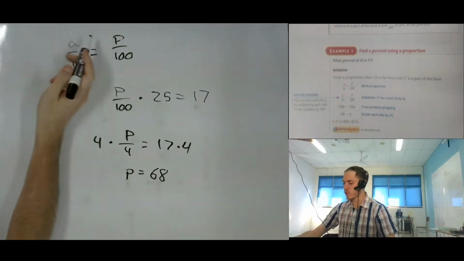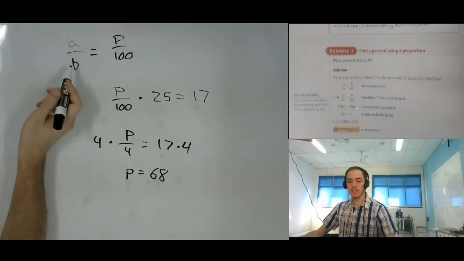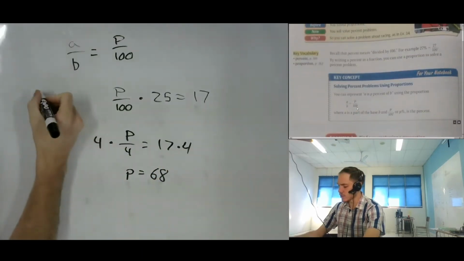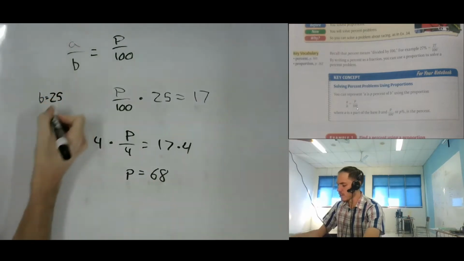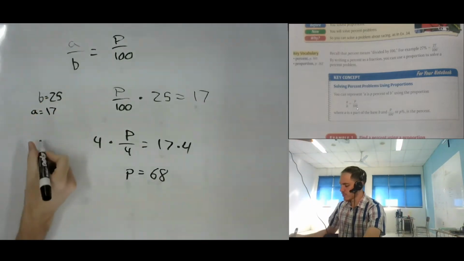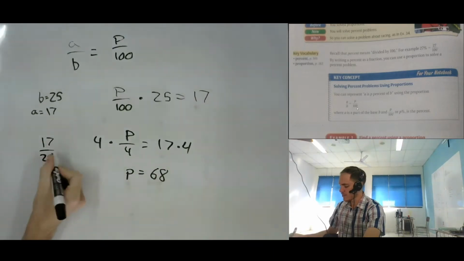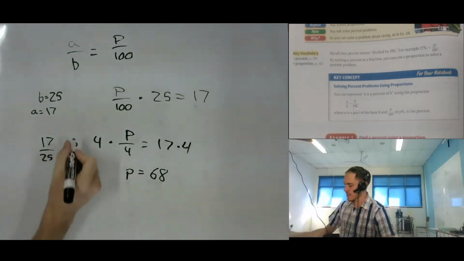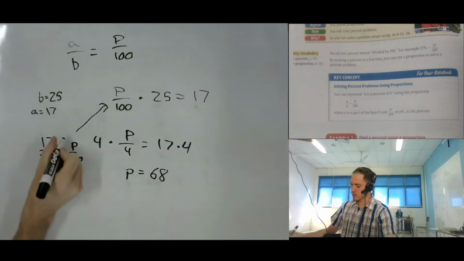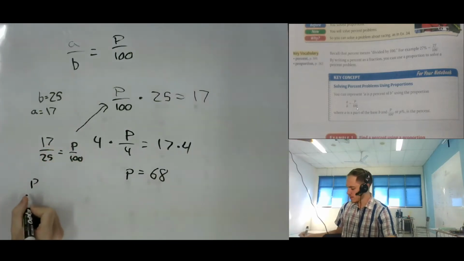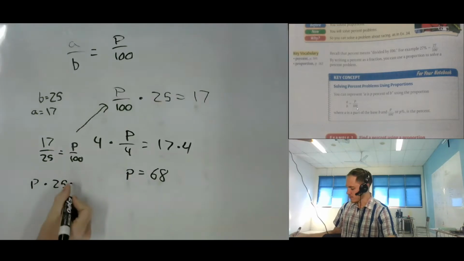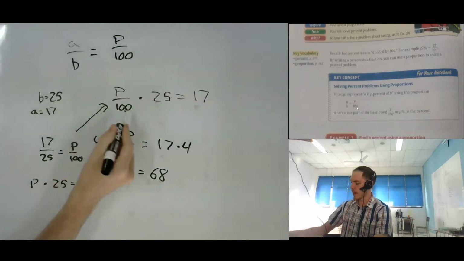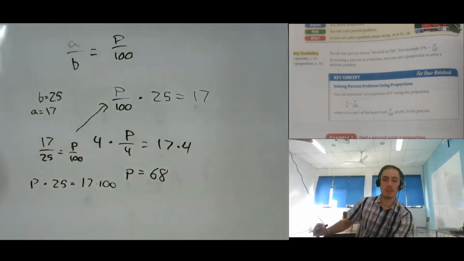Now they did it a different way, but it's the same idea of the formula. B is our base, the basis in this case, so B would have been 25 and A would have been 17. So you could have done 17 over 25 equals P over 100. And that's how we get this over here, because you cross multiply: P times 25 equals 17 times 100.